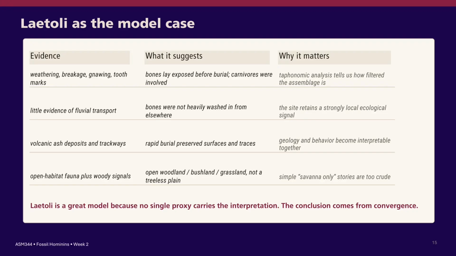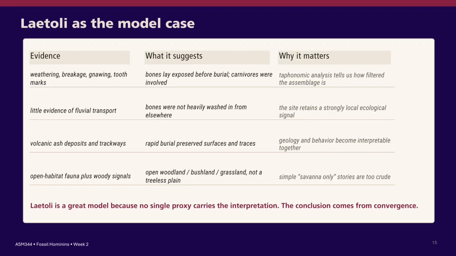At the same time, there is little evidence for major fluvial transport. The sediments and preservation pattern suggest that remains were scattered on successive land surfaces and then buried by volcanic ash. That means the assemblage is not perfect, but it is still considered a reasonably good reflection of a local community.